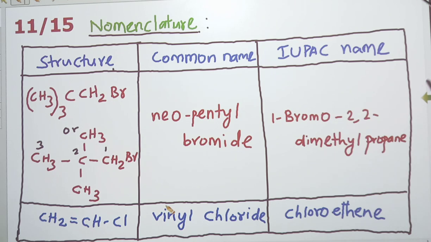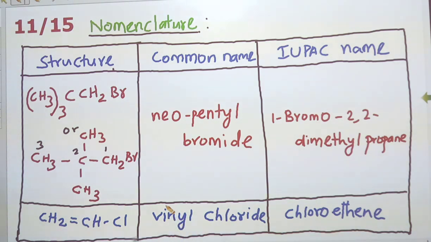When we go for the other structure, it is CH3-C(CH3)2-CH2Br. A similar structure I have drawn here. You can find that there are two methyl groups on the second carbon. So we can call it neopentyl bromide in common name. When we go for the IUPAC name, 1-bromo-2,2-dimethylpropane.